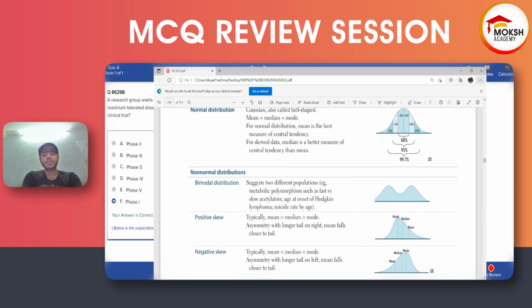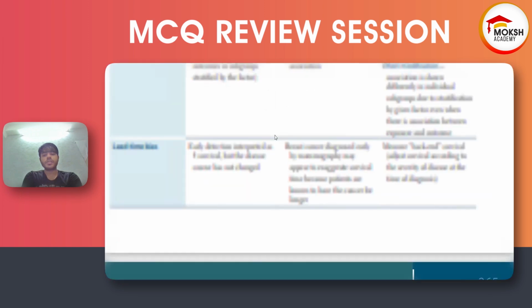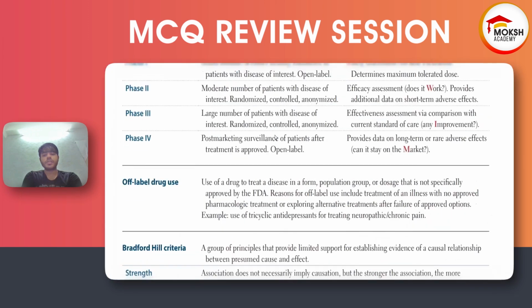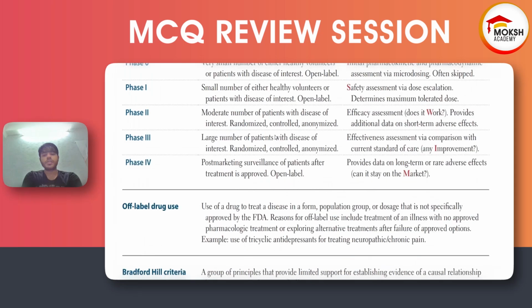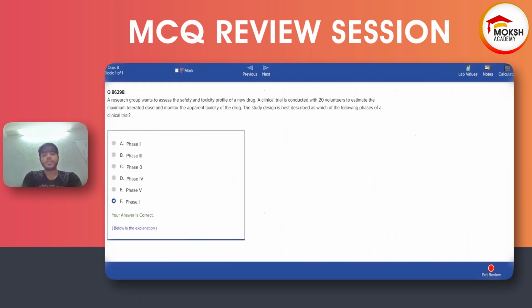It is also given in your First Aid. I'll show it to you. It is given here. Phase 1 is safety assessment via dose escalation, determines maximum tolerated dose. It is a small number of either healthy volunteers or patients with the disease of interest. It is an open label. That is what phase 1 will be actually.